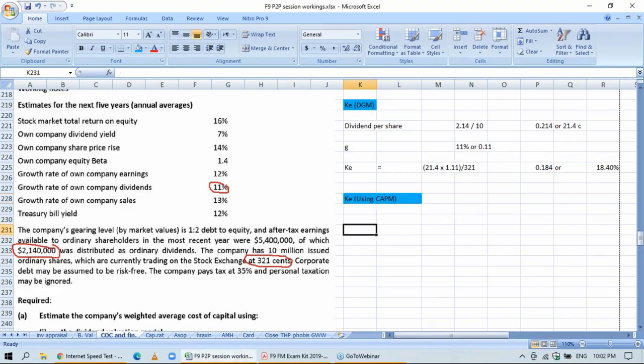So if we use CAPM, the details are as follows. Yes, it's plus growth as well. Obviously, after taking growth, I have arrived at 0.184.